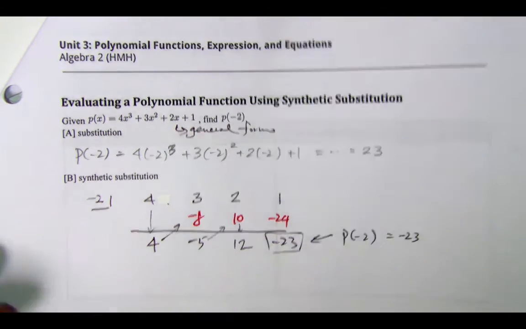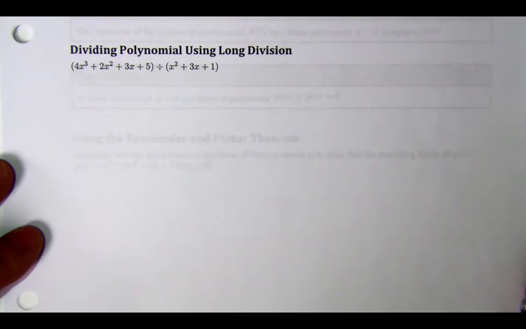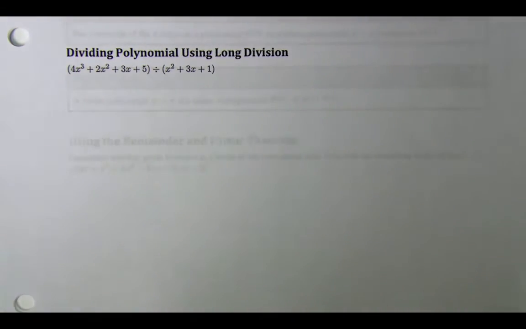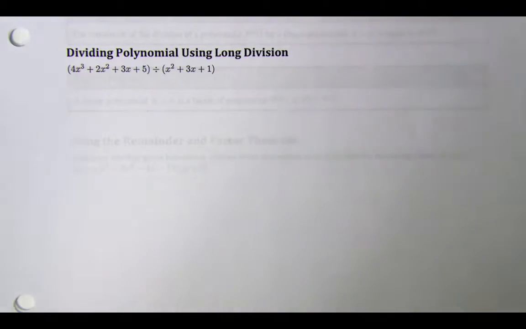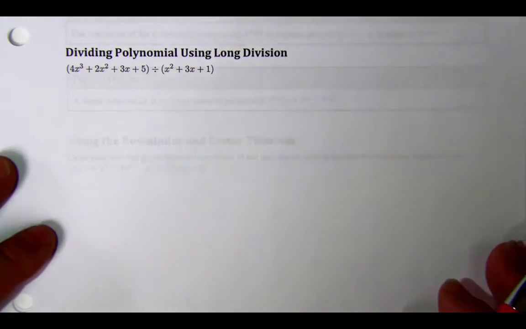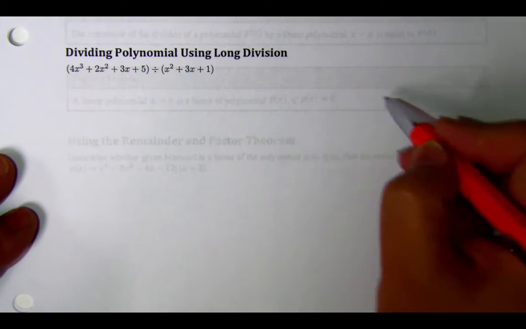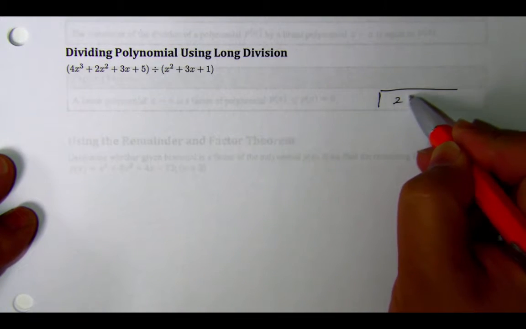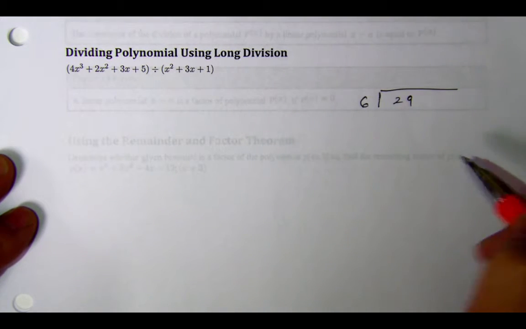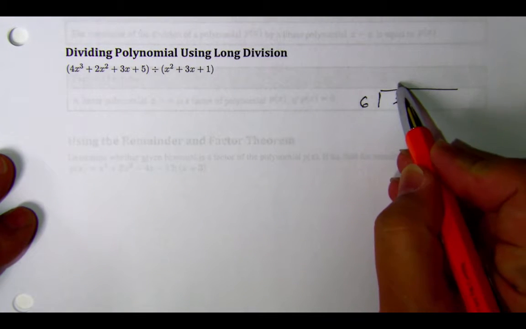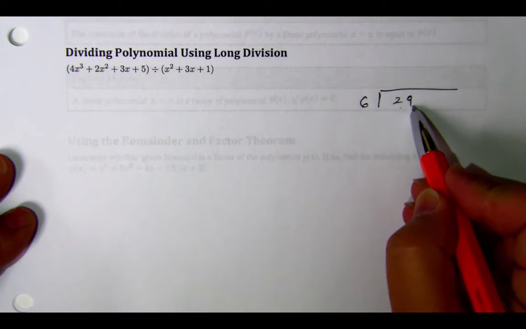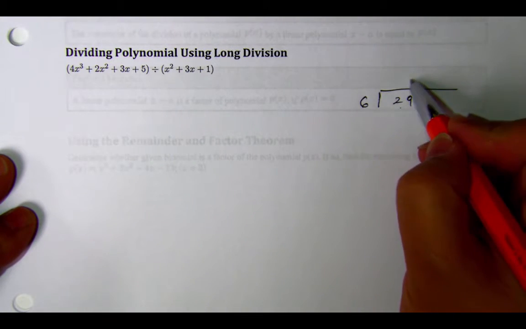Now, another skill set we have to learn is dividing polynomials using long division. And this works exactly the way long division works. Let's do a long division, shall we? What if you had the number 29 divided by 6? The first thing you ask yourself is, does 6 go into 2? Answer is no. So you don't put anything. You move on to the next number. Does 6 go into 29? Answer is yes, it's 4.